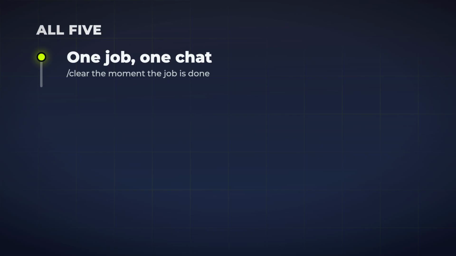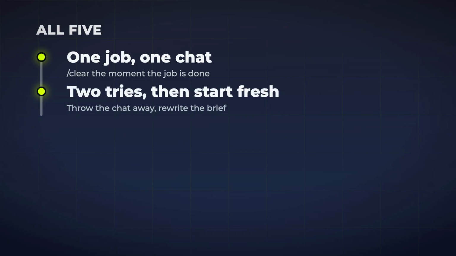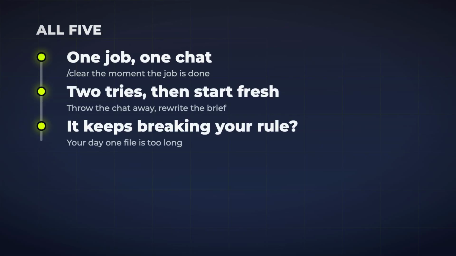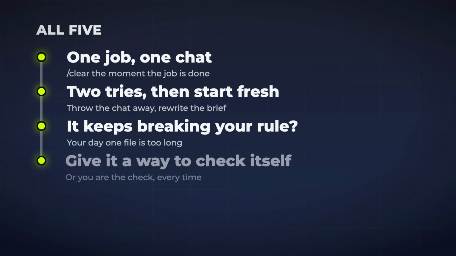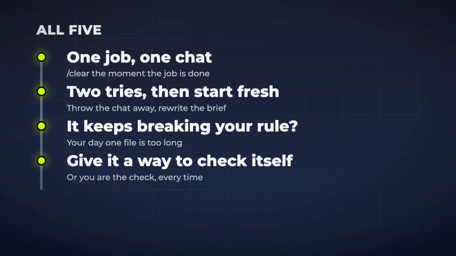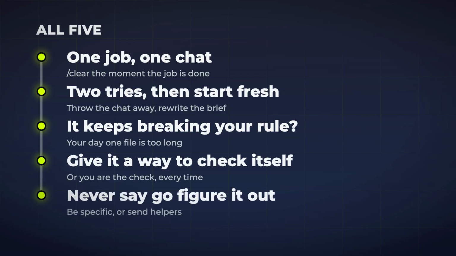So all 5. 1, one job, 1 chat. 2, 2 tries, then start fresh. 3, if it keeps breaking your rule, your file is too long. 4, give it a way to check itself or you are the check. 5, never say, go figure it out. Be specific or send helpers.